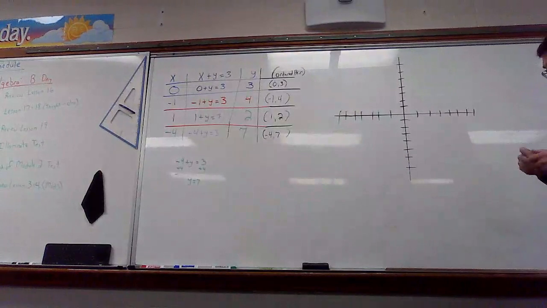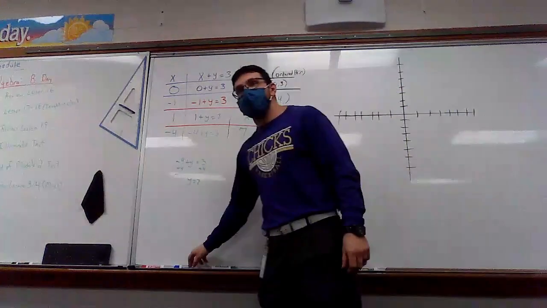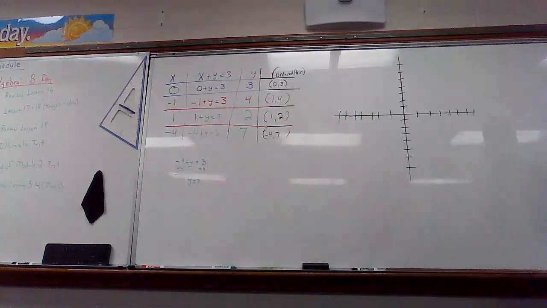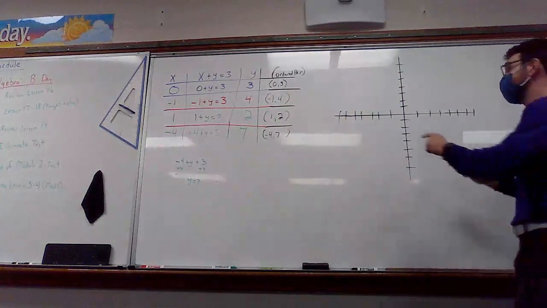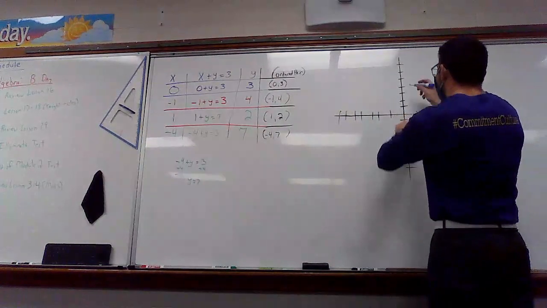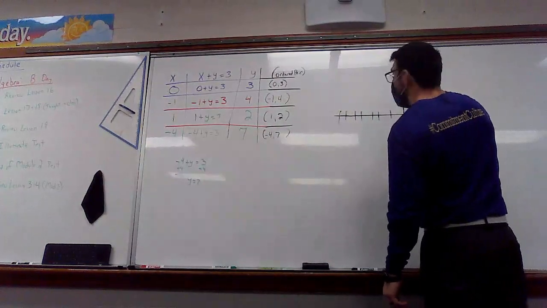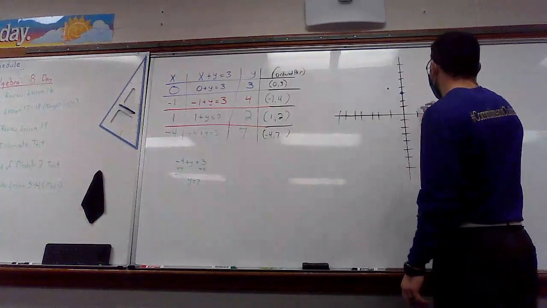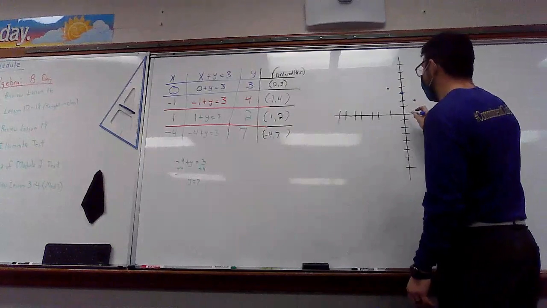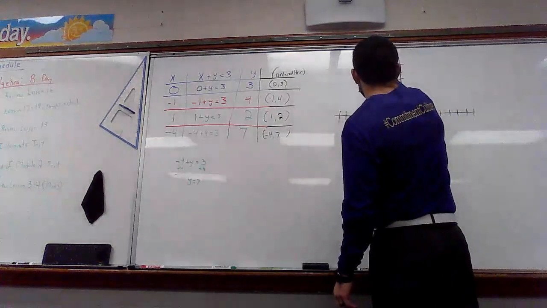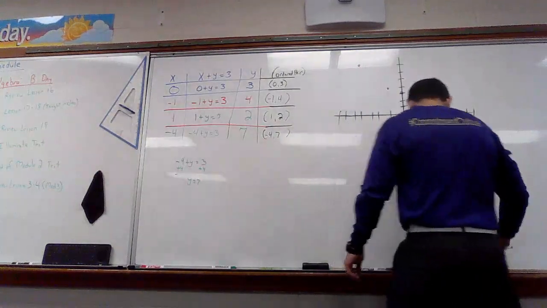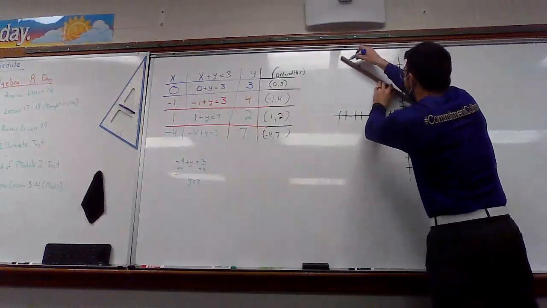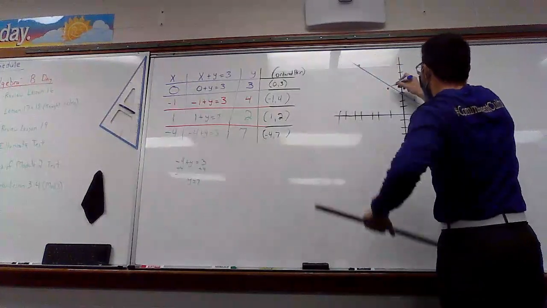So now I'm going to graph. When I graph these points, what should they form? A line, a straight line. So I go over 0, up 3. I go -1, up 4. I go over 1, up 2. I go -4, up 7. I'm a little off, but not too bad. This one's the one that's off.